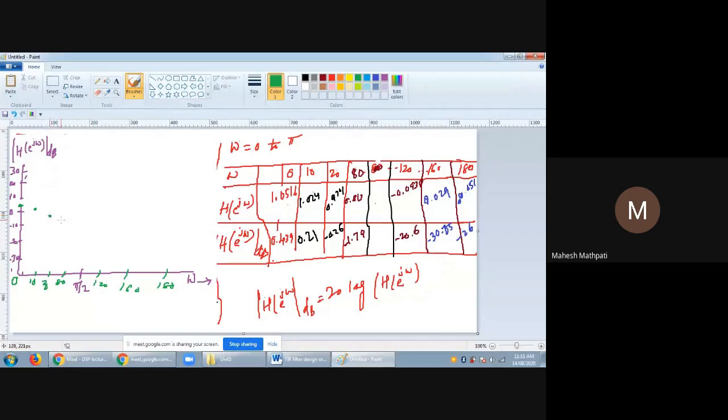Okay. After that at 80, we have the value again. How much? Minus. So it came below 0. Okay. Then again.